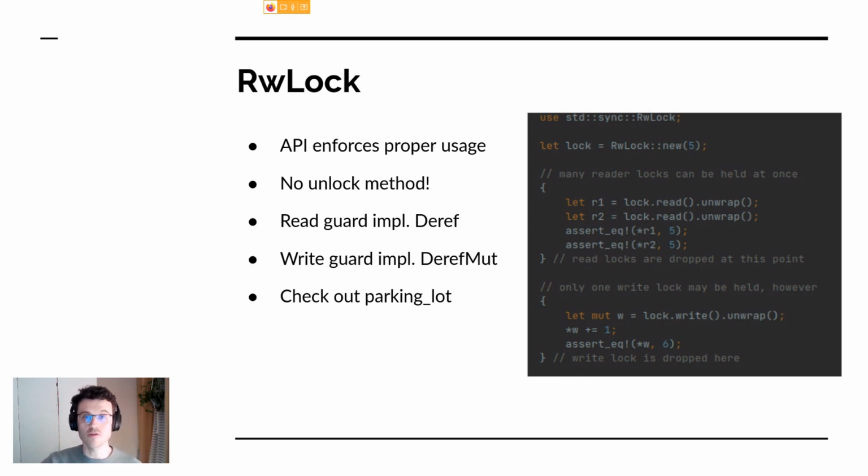Either you need to drop the guard explicitly, or you wait for it to go out of scope to release your lock. The nice thing about this API as well is when you have a read lock, you can access the data because the read guard implements Deref. And the same way, when you have a write guard, you can access the data and get an exclusive reference out of it because it implements DerefMut. Those APIs are really nice.